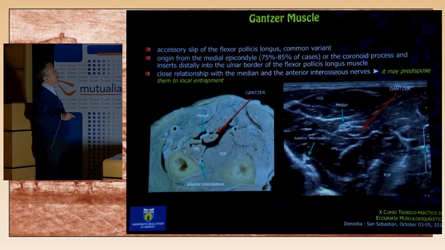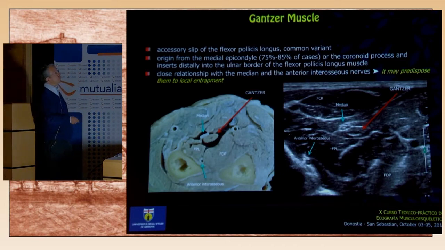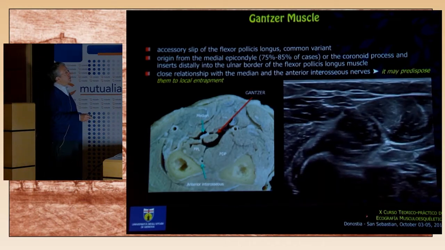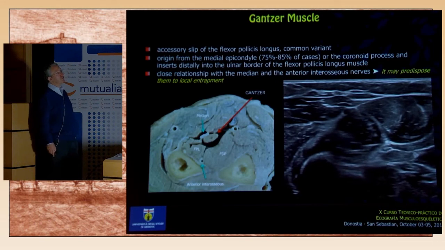So how to identify the Ganser? You see a small muscle just deep to the median nerve. This is the median nerve. This is the Ganser, isolated here. Where is the flexor pollicis longus? The flexor pollicis longus is more radial, close to the radius here. This is a video clip, and you see the flexor pollicis longus here, and this is a big Ganser contracting here. You see the median nerve, and this is the area of the anterior interosseous nerve.